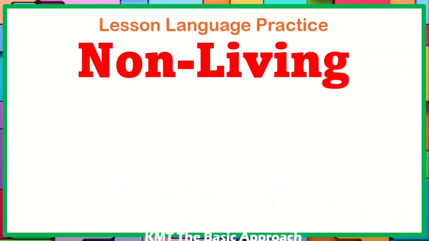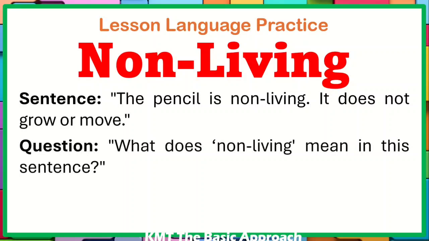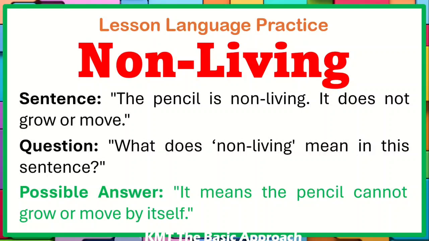Next, non-living. Sentence. The pencil is non-living. It does not grow or move. Question. What does non-living mean in this sentence? Possible answer. It means the pencil cannot grow or move by itself.